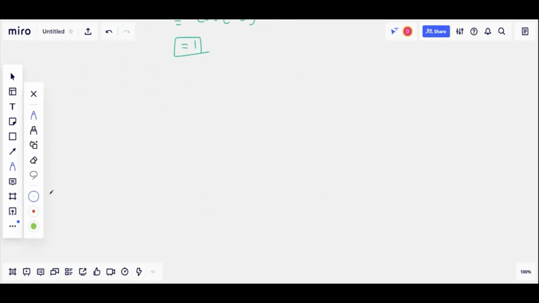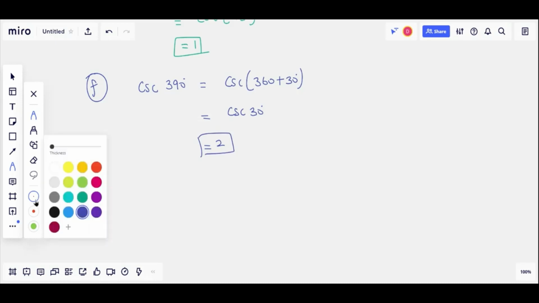So all these examples are actually a kind of practice which you have to do in order to get a good grasp on these various angles. So let's say we have cosec 390. Cosec 390 is nothing but cosec of 360 plus 30, and again the time period of cosec is 360, so this will be cosec 30, and cosec 30 is nothing but 2. Let's talk about the other one.